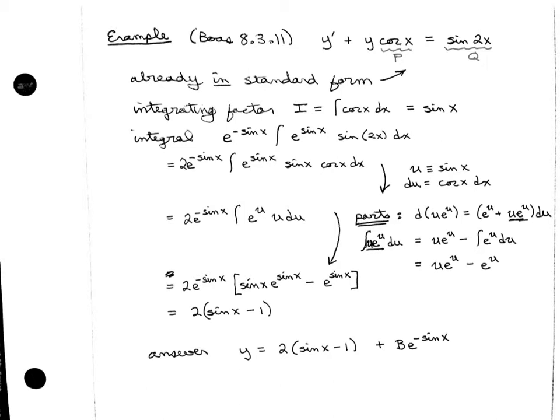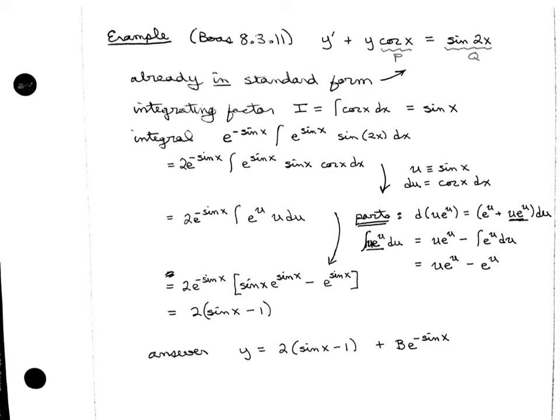So a lot of the exponential factors then just cancel each other out, and we're left with 2 times sine x minus 1. That's the piece of the answer coming from the integral. We also need to remember that there will be a factor from the constant of integration as well. That's b multiplying 1 over the integrating factor, so e to the minus sine x. So putting the two pieces together, we have the entire answer.